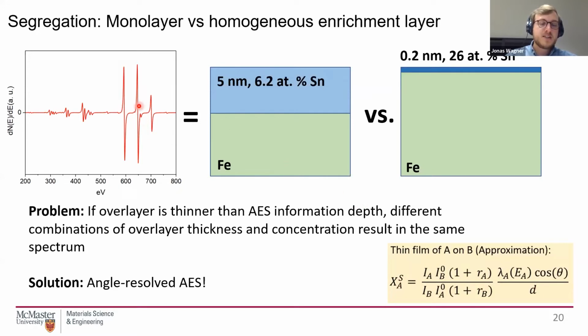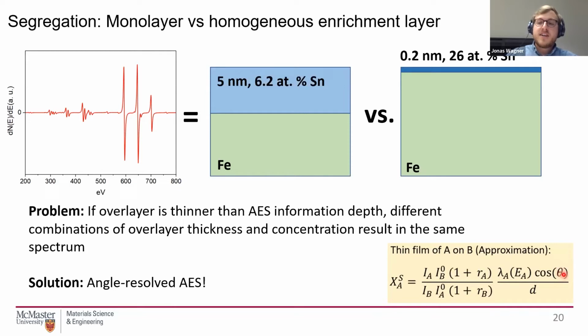So I simulated that spectrum, and those two geometries result in the exact same spectrum at one fixed angle. But I would like to know which one I actually have in my sample. Well, the technique that can help us is angle-resolved Auger electron spectroscopy. You see here that it scales with the angle theta. I will just show you which angle that exactly is.